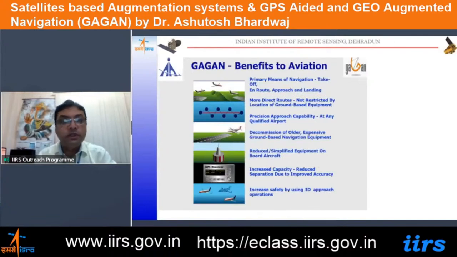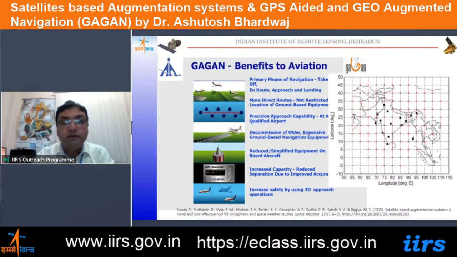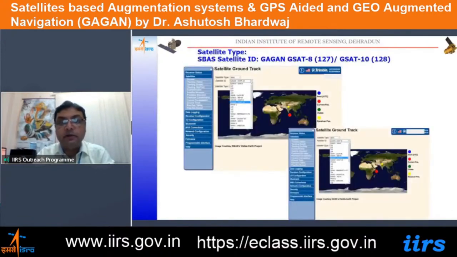So in the case of GAGAN also, we have all the advantages. We can have point-to-point flying. We can have more compact airspace. Precision landing can be done. Fuel consumption can be reduced, and it is environmentally friendly. So all those benefits, as we discussed generically in the previous slide, are available to us here also.